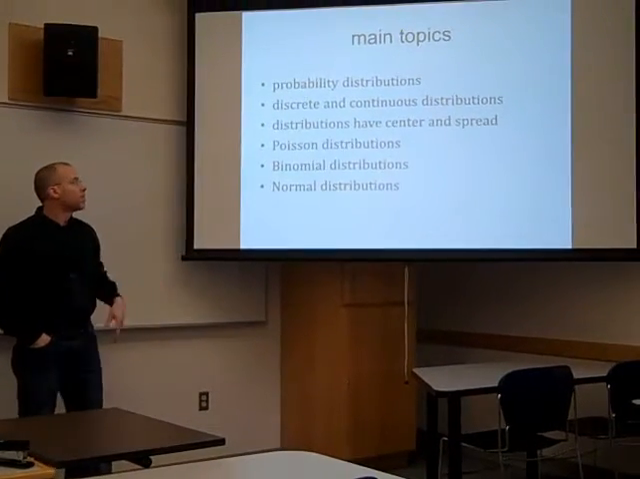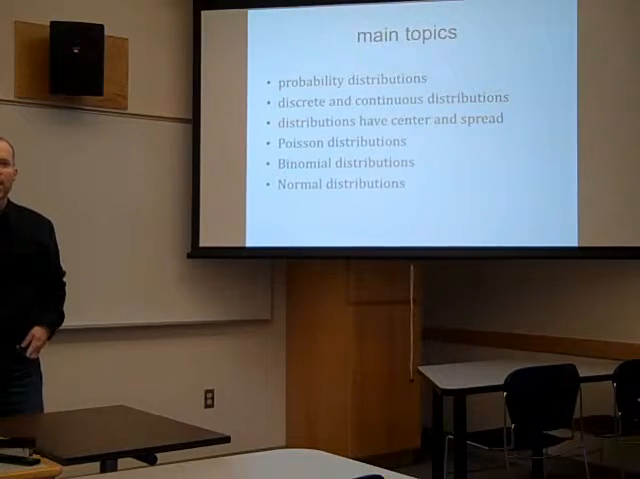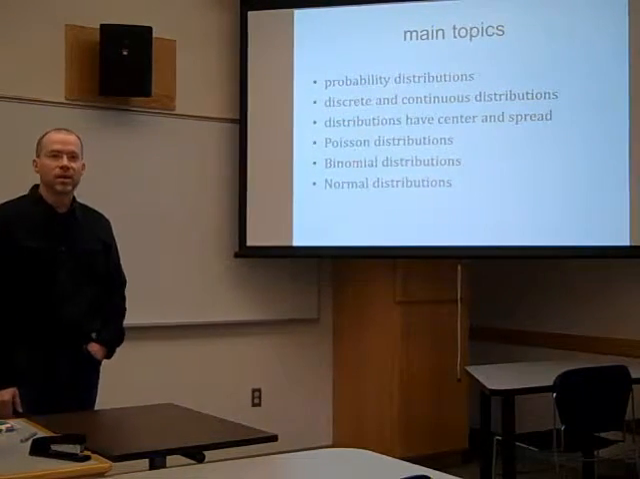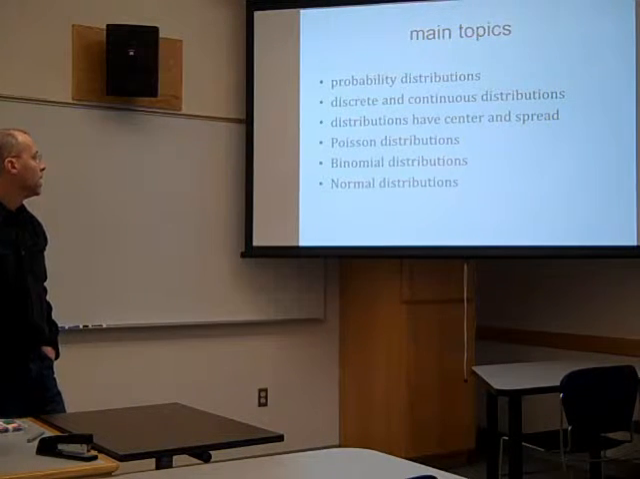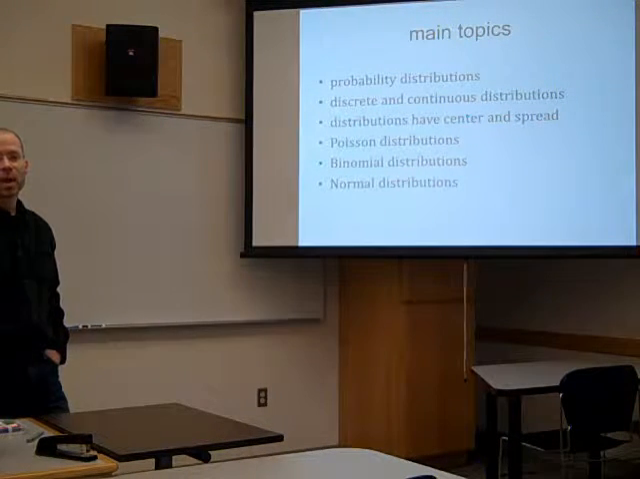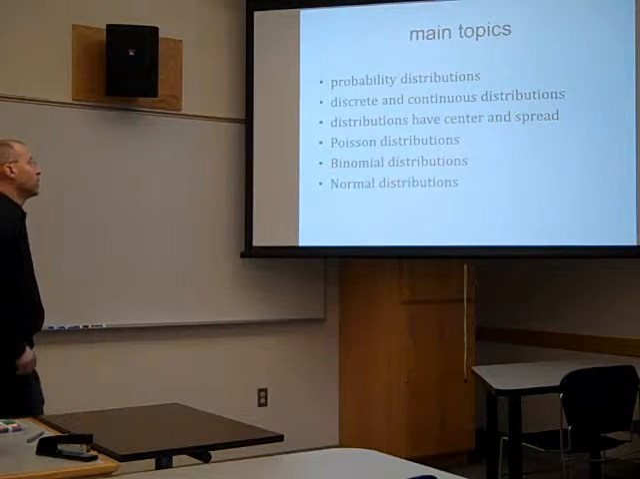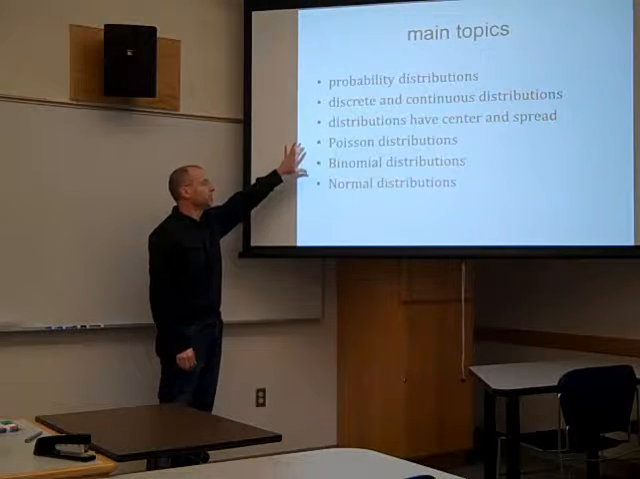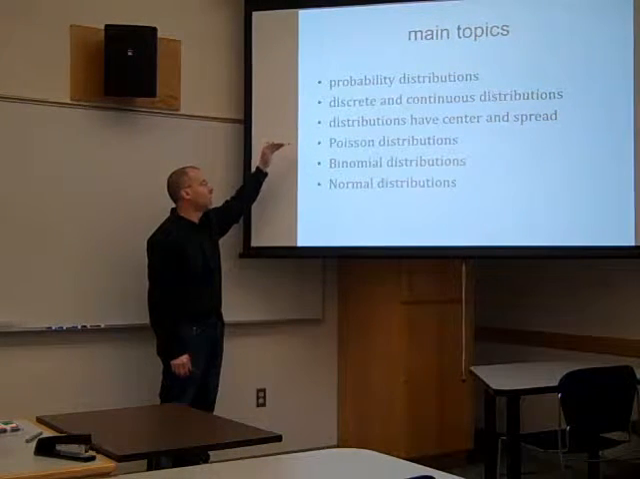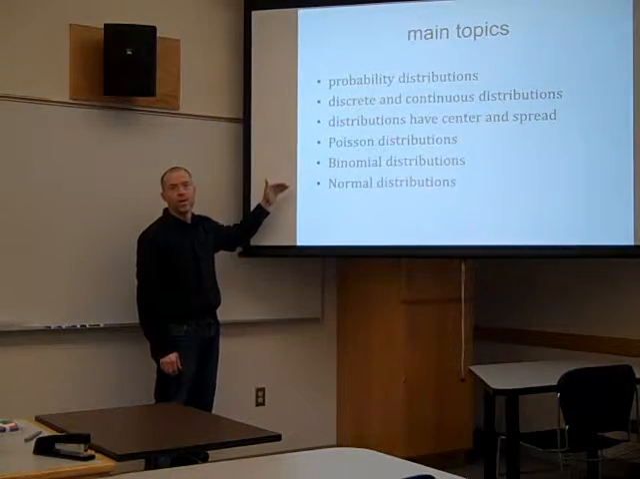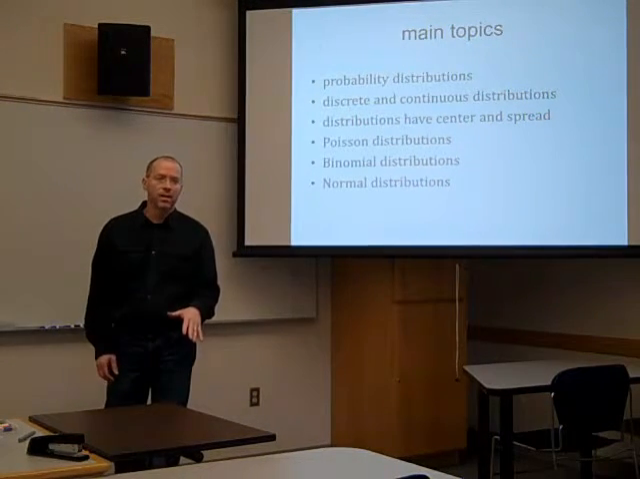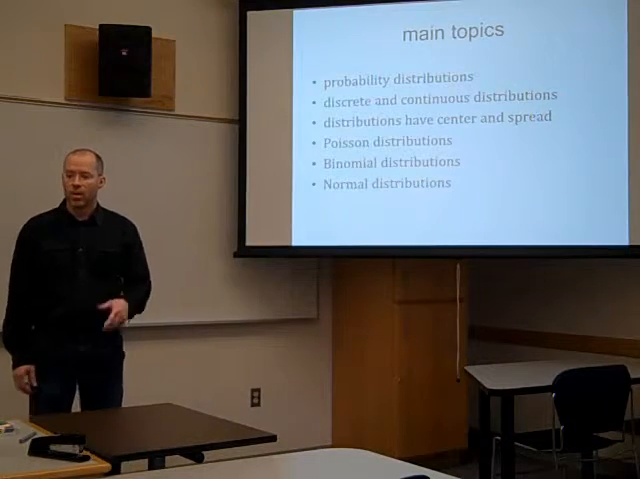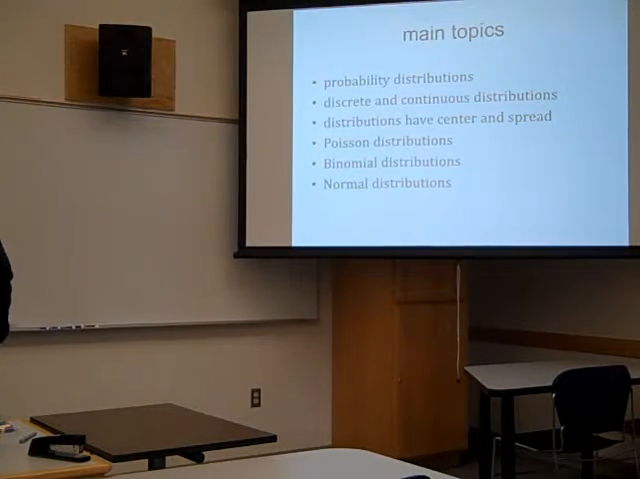Main topics: probability distributions, what are they and how do you work with them? The distinction between discrete and continuous distributions, the idea of center and spread applied to probability distributions. And then we've got these three specific types of distributions: the Poisson, the binomial, and the normal. There are really many probability models, but these three are very common and useful, and we're going to work with them a lot in the course and in your homework.